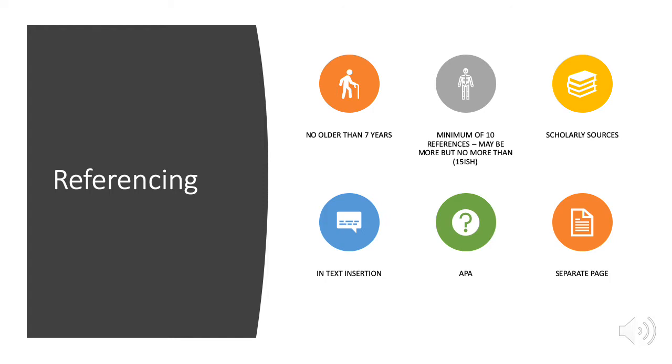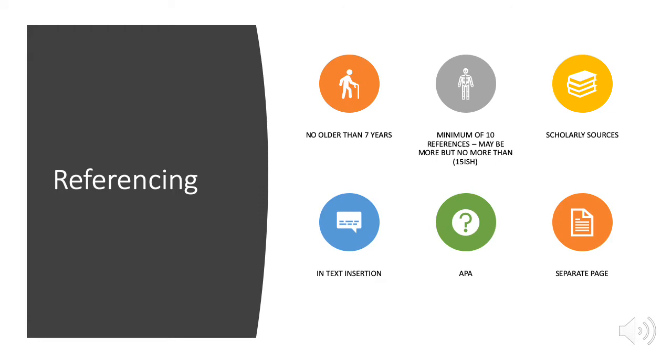Referencing, easy 10 marks, easy 10 marks. So your references should be no older than 7 years. We're saying a minimum of 10 references. You may use more, but I would say don't go overboard. That was part of the problem again with the previous assignment. People used too many references, and more is not necessarily better.